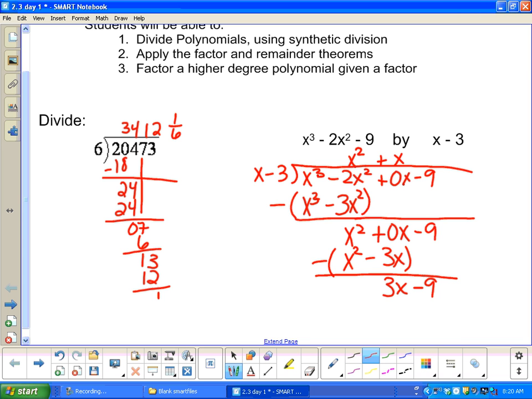Now, what times x will give me 3x plus 3? Now that will give me a 0 at the end. So when I take the polynomial and divide it by this binomial, my final answer is this trinomial. That's what I would get.